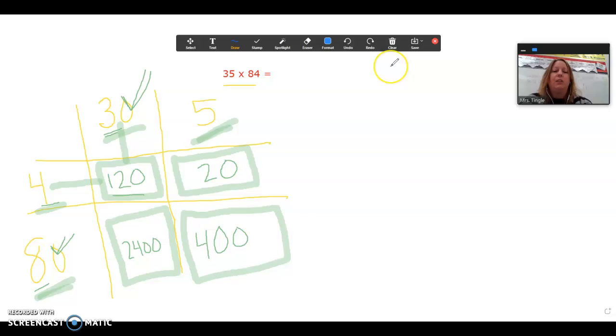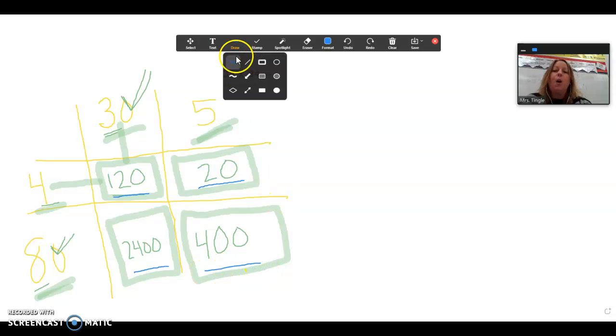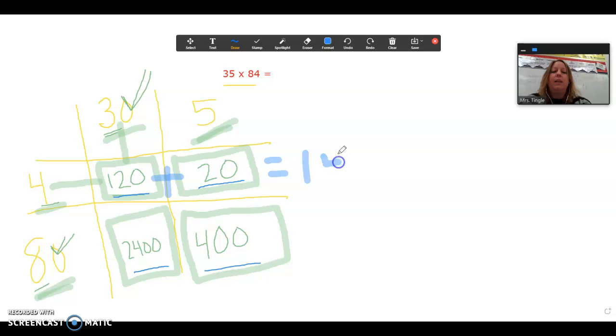Now I'm going to change colors because even though our table looks complete, our math problem, 35 times 84, is not complete. What we have here are partial products. We have 120, 20, 2,400, and 400. These are all partial products that we now have to add. So we're going to start by adding across. 120 plus 20 is equal to 140. Then we're going to add across our next row.